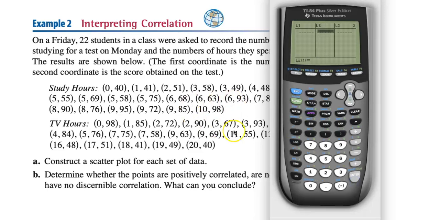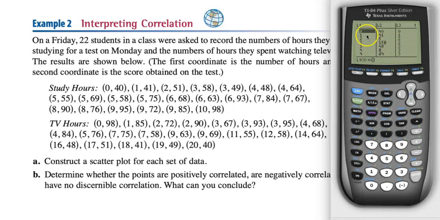So I'm going to type in all these letters, and I'll do it off camera so you don't waste time seeing me type them in. Okay, so I typed it in off camera, and I did L1, L2, L1 for hours, L2 for score, and then I actually went L3, L4 for the TV hours, just because I didn't want to retype it all in. So I just did all at once. If I hit graph, it will graph this first one, study hours.